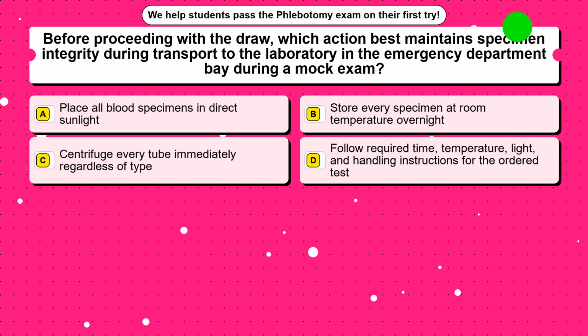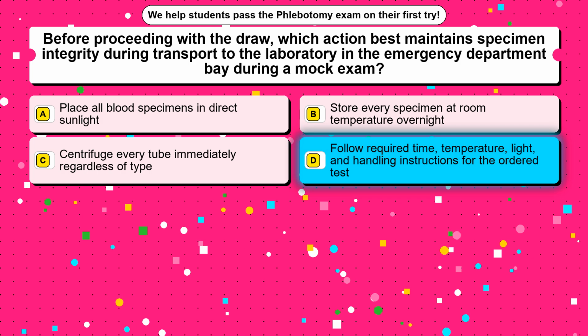Question 67. Before proceeding with the draw, which action best maintains specimen integrity during transport to the laboratory in the emergency department bay during a mock exam? Option A, place all blood specimens in direct sunlight. Option B, store every specimen at room temperature overnight. Option C, centrifuge every tube immediately regardless of type. Option D, follow required time, temperature, light, and handling instructions for the ordered test.